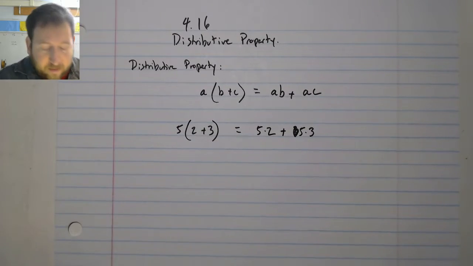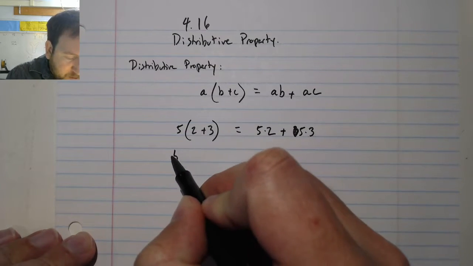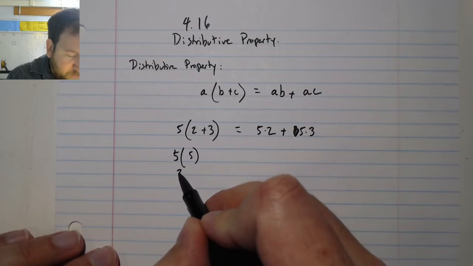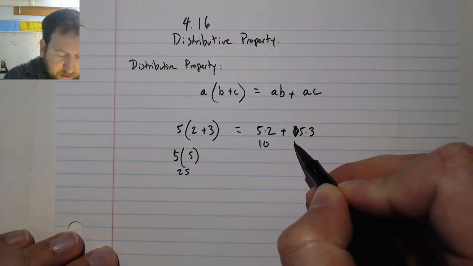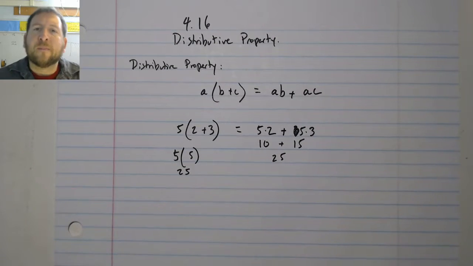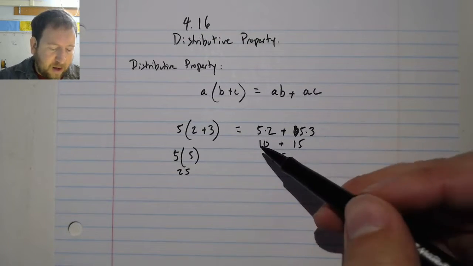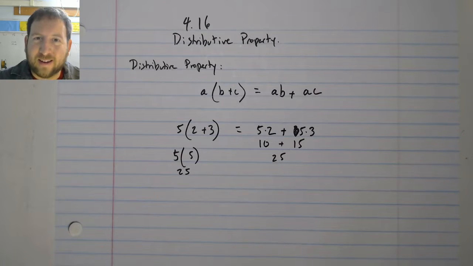So I can also do this another way. If I have all my numbers, I can just add first, order of operations, and I have 5 times 5. Let's see if they're the same. 5 times 5 is 25. This would be 5 times 2 is 10, 5 times 3 is 15, which gets me to 25. So the question is, why would I do the distributive property if it's way more complicated than just doing the math? Well, you'll see in a little bit.